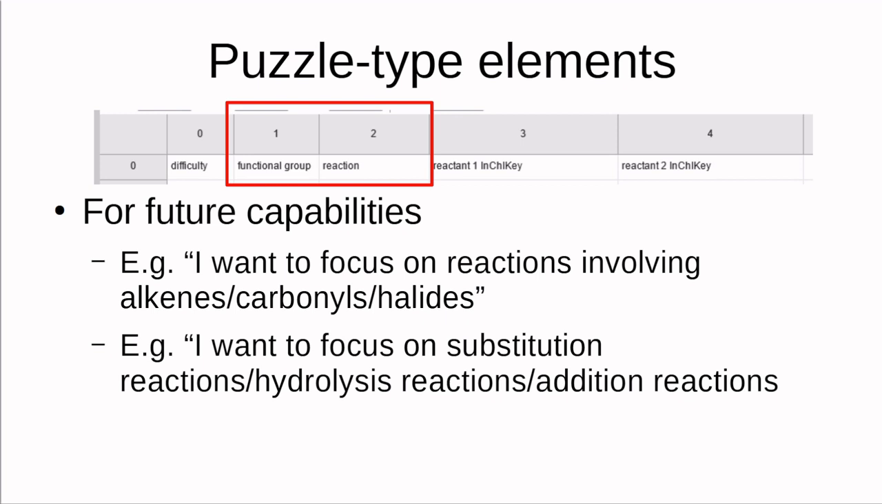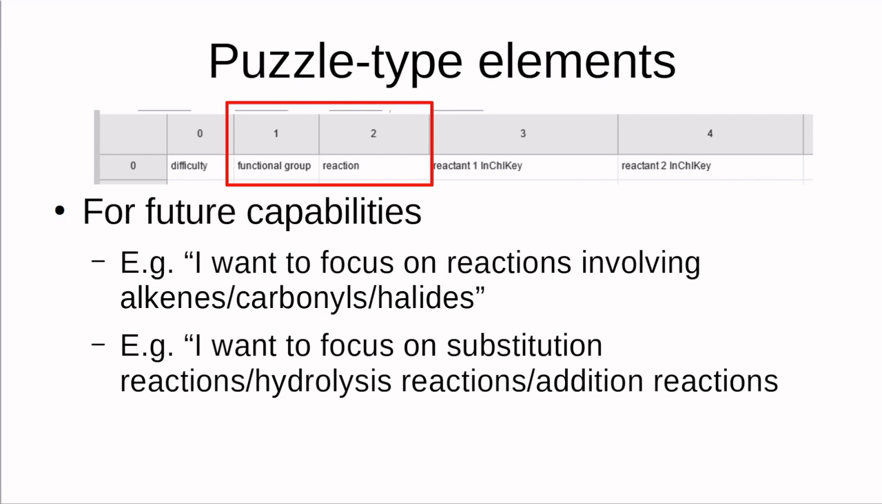Likewise, somebody might not want to focus on functional groups, but rather on reaction types, like substitution reactions or hydrolysis reactions or additions, whatever. So I have a column for that too. And so you might have something like halide SN2 as the functional group and the reaction type. And eventually people will be able to search for that and only look at the puzzles that they want to see.